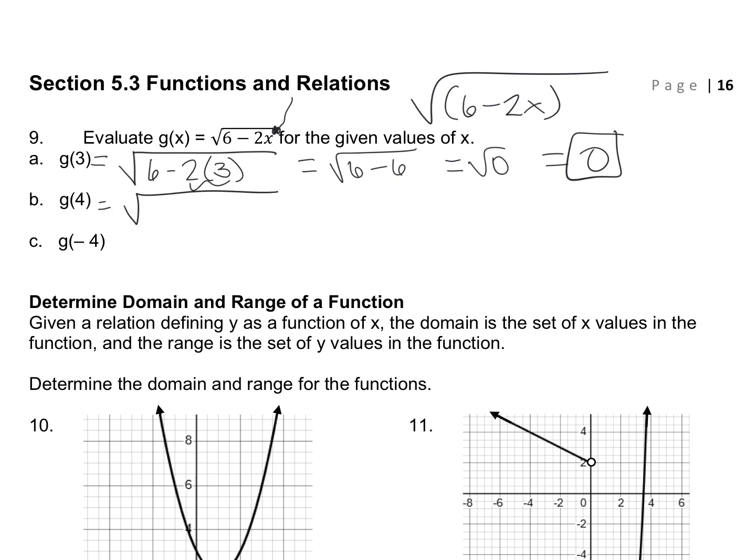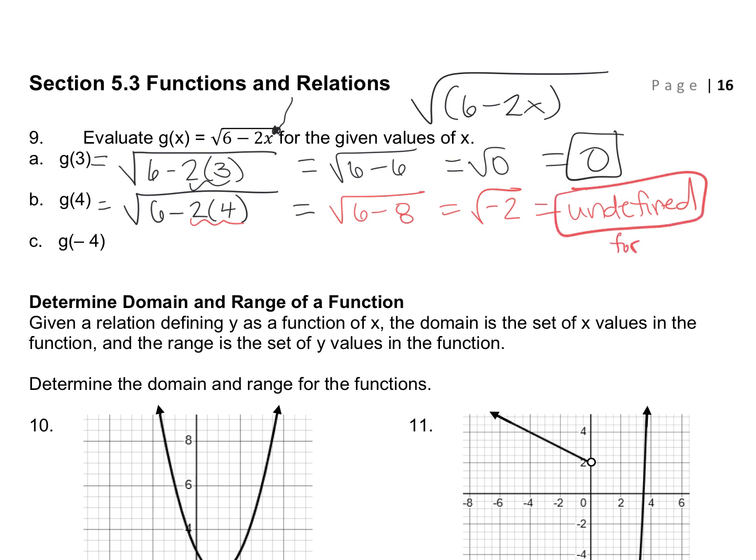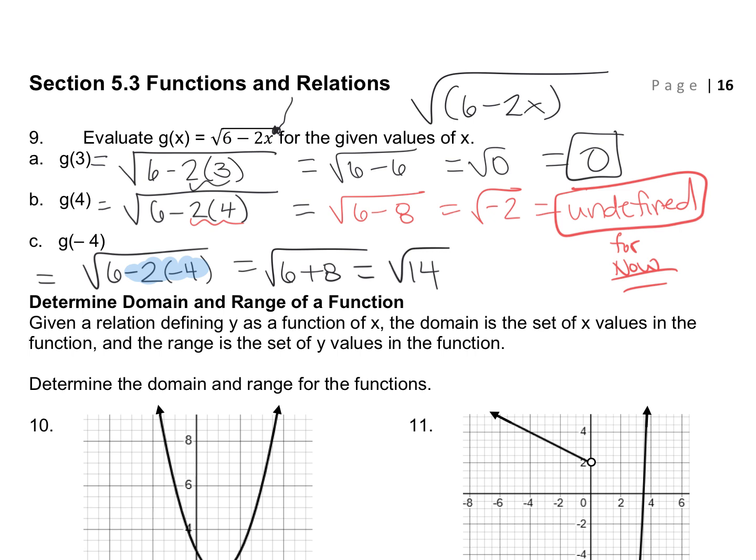For g at 4, I have the square root of 6 minus 2 times 4. 2 times 4 is 8. So I end up with 6 minus 8, which is the square root of negative 2. Well, if you try to do the square root of a negative in your calculator, it's probably going to tell you it's undefined. And I'm just going to say that for now, because later on in the future we can actually do other things. But for now, we're going to say it's non-real, it's undefined. All right, and then g at negative 4 is 6 minus 2 times negative 4. And that part I would have to do first. 2 negatives make a positive. It becomes 6 plus 8. 6 plus 8 is 14. So that would be the square root of 14. If I try to do that in my calculator, it would probably give me a decimal.